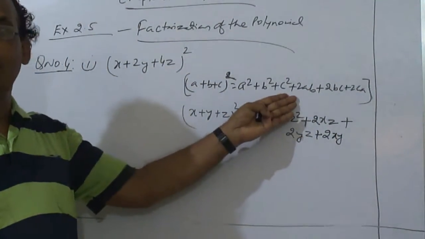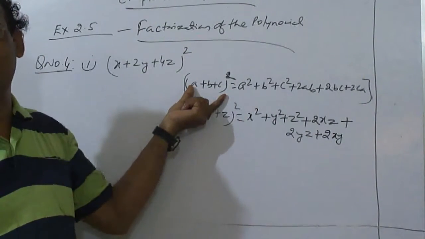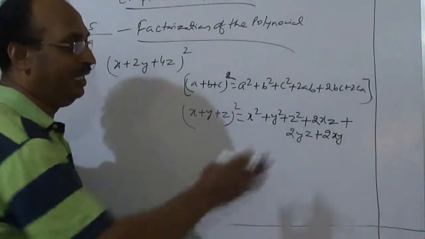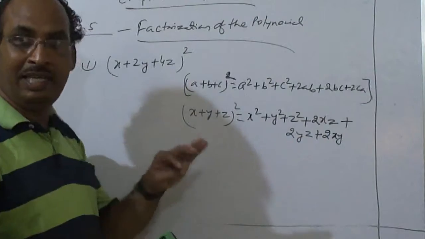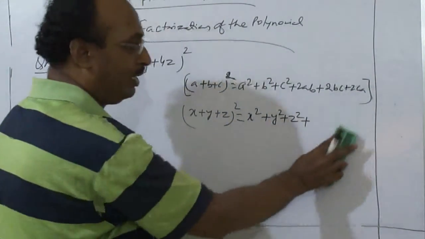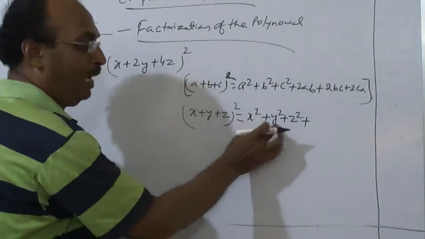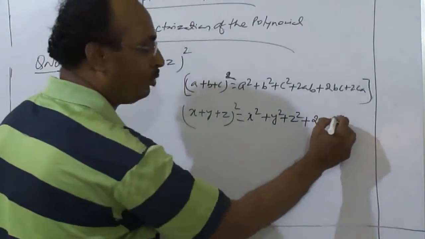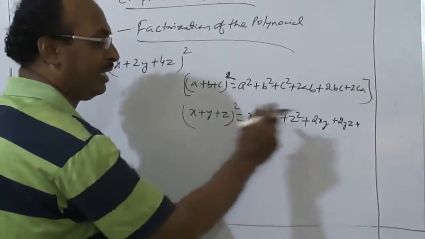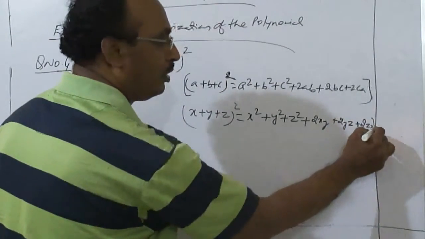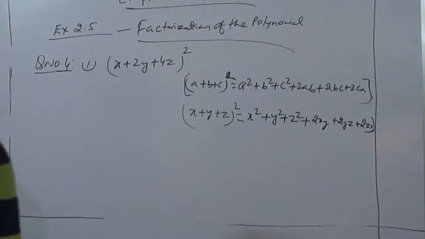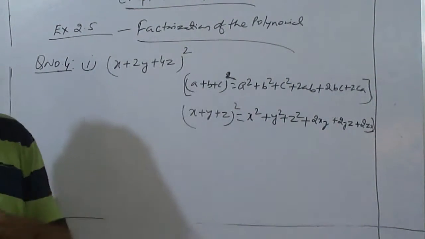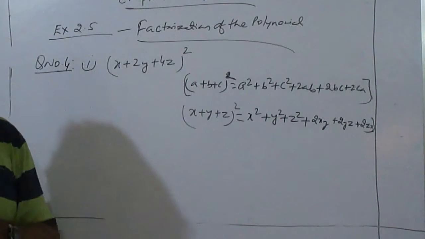In front of you, it is already there: a plus b plus c whole square. The same thing should be written. Why are you getting confused? You are writing these terms in a haphazard manner. There is a trick. First multiply x and y, so 2xy. Another one, yz, so 2yz. Another one, zx. That's all. The only difference is that here it was x plus y plus z, and there it is a plus b plus c. Same thing.